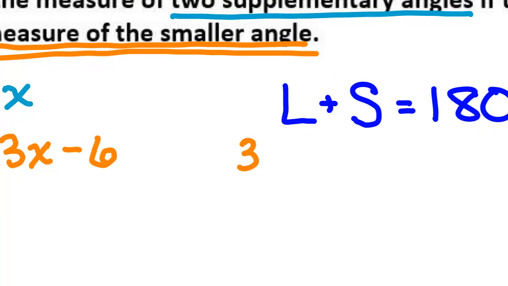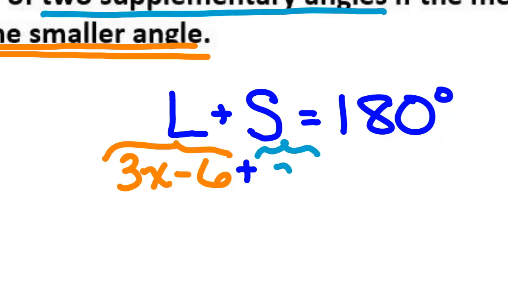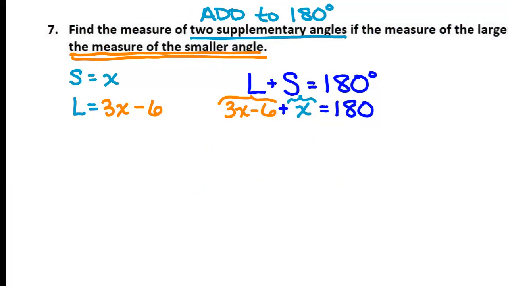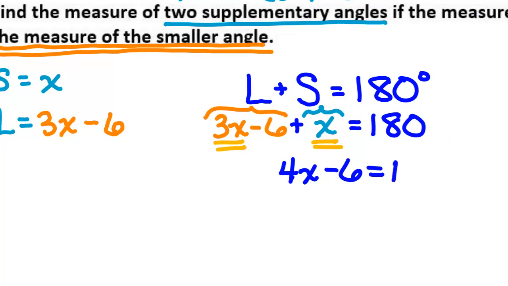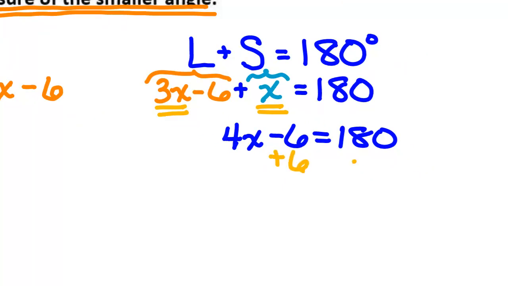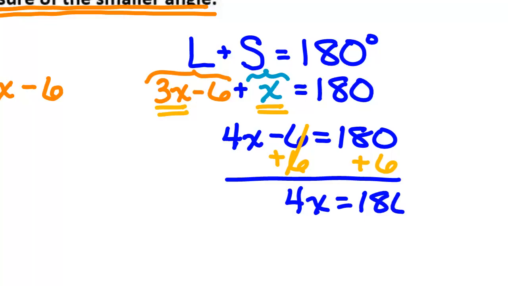So let's substitute in now. I have 3x minus 6 that I can put in place of L, plus, in the place of S, we're going to put x, and that's equal to 180. Then we combine our like terms. 3x and x combine together to give me 4x. So I have 4x minus 6 equals 180. Then we add 6 to both sides. 4x equals 186.